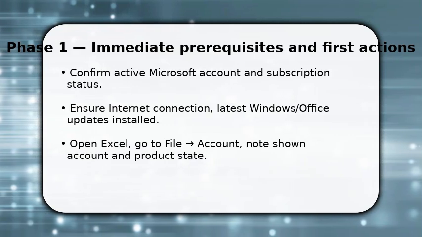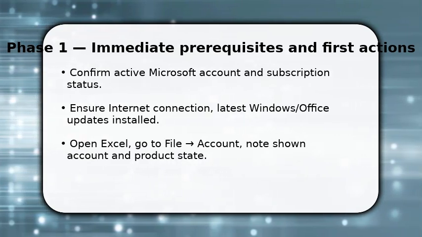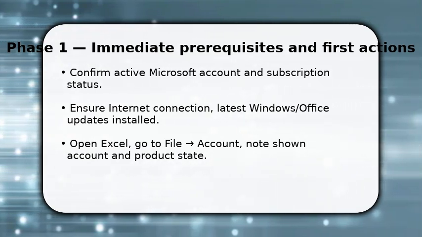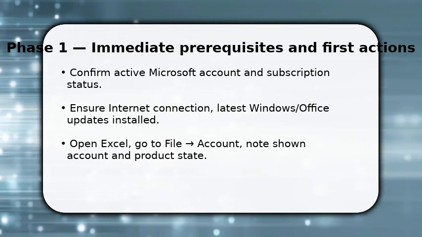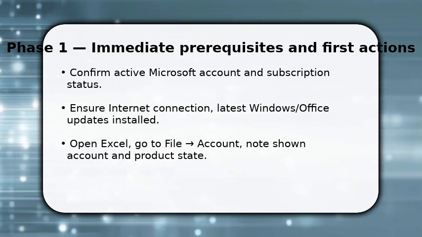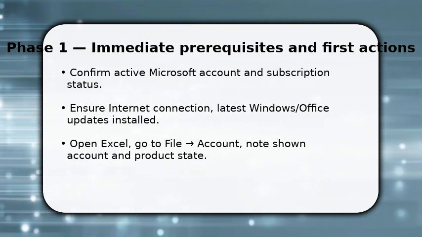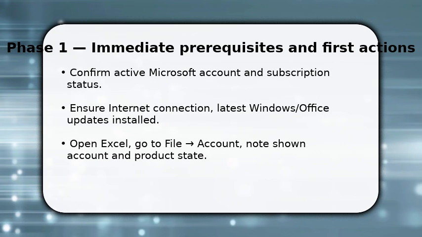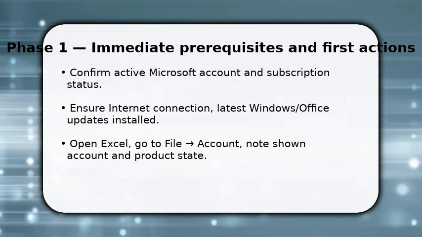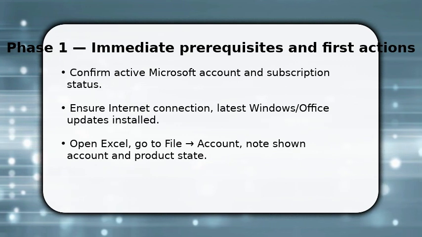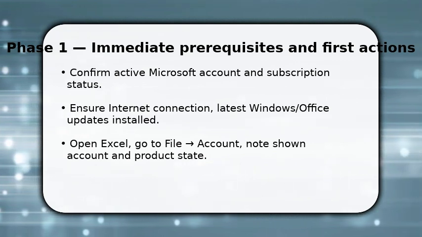Enjoy the video. You start now by verifying essentials. Sign into the exact Microsoft account tied to the license and make sure Windows plus Office are updated. Once done, open Excel and go to File, right arrow, Account to read the product state. That tells you whether Excel sees a license. If Excel shows a different account, sign out and sign back in with the correct credentials.